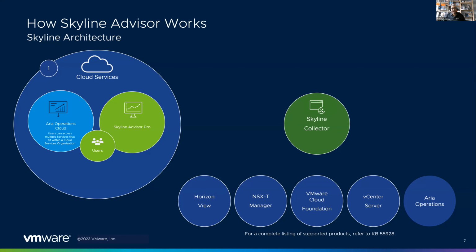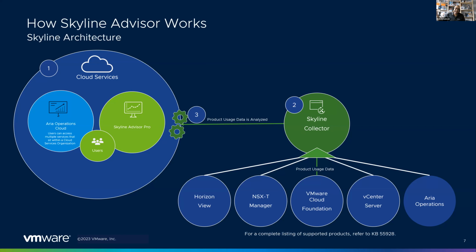Again, this is that larger wrapper, which can also include other services like Aria Operations Cloud, for example. And then once that's done, we talked about the collectors. The collectors are actually installed in your data centers on-prem. And then you can add the various endpoints for the collector to monitor, right? And then these endpoints actually provide product usage data to the collector. And then at that point, that data is sent to our cloud analysis platform in the cloud, where those results, as you all know, appear as findings and recommendations within Skyline Advisor Pro.